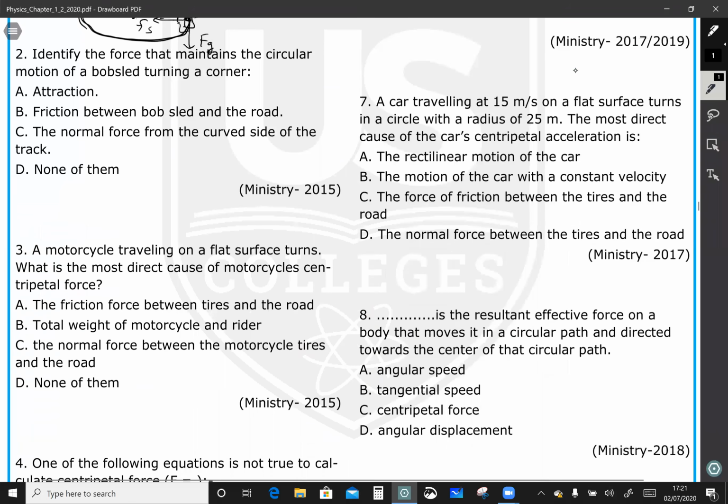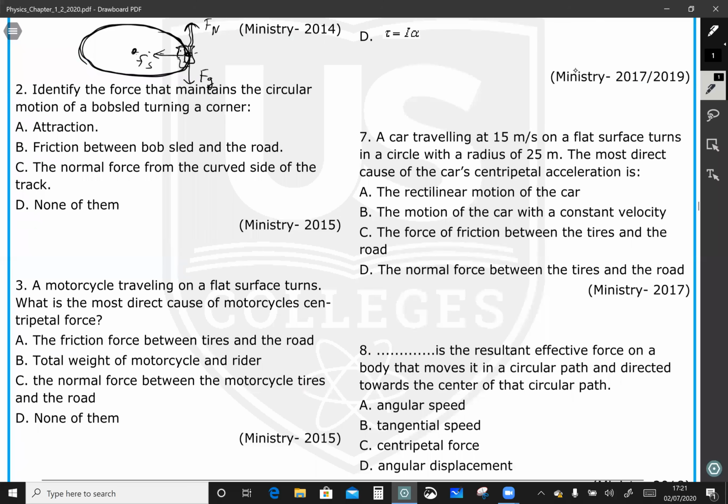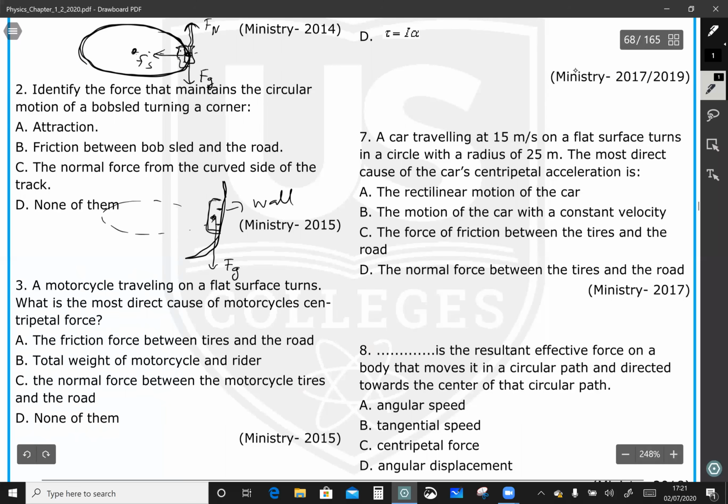Identify the force that maintains circular motion of a bobsled turning a corner. So when a bobsled is turning a corner, say something like this. Here is a wall, and the bobsled is climbing the wall as it is turning. Remember, I showed the movie about the bobsled to you. As the bobsled is turning, it climbs the wall, and in this case, two forces act. Fg is absolutely downwards, and the bobsled is turning on a horizontal circle, so Fg is perpendicular to the radius, and Fg cannot be the centripetal force.